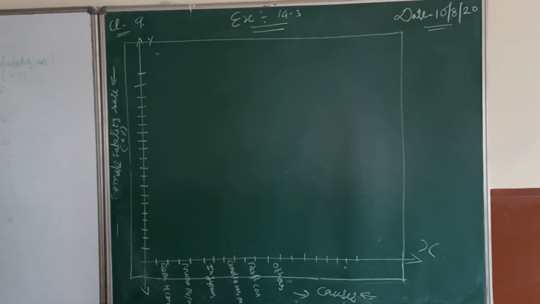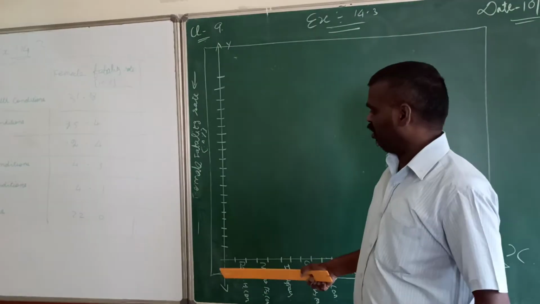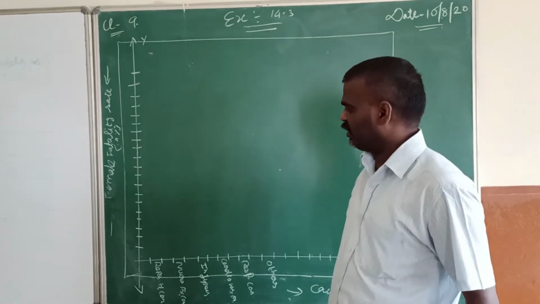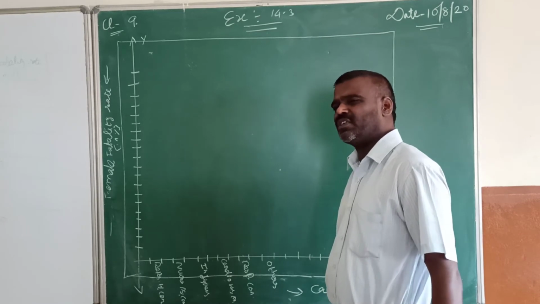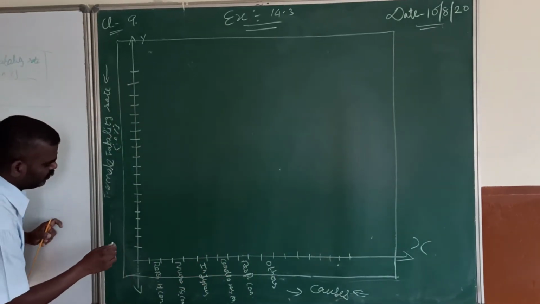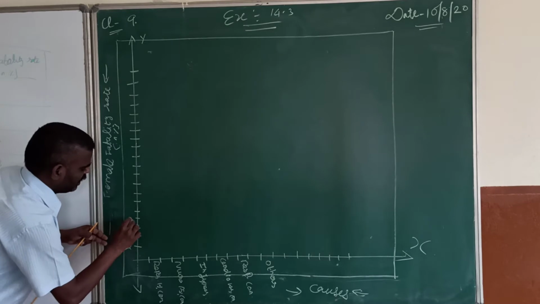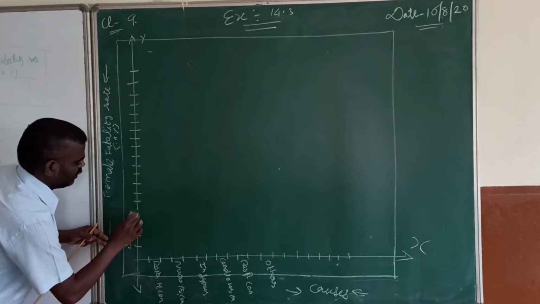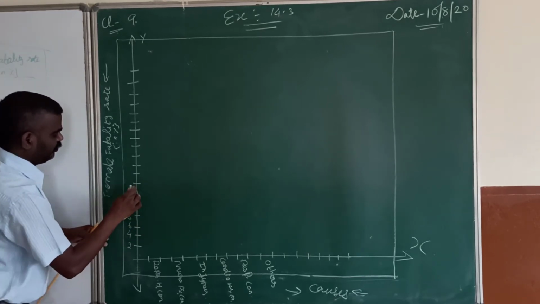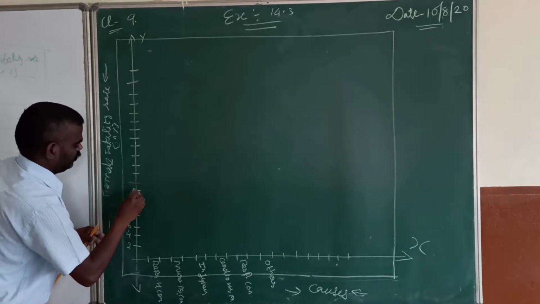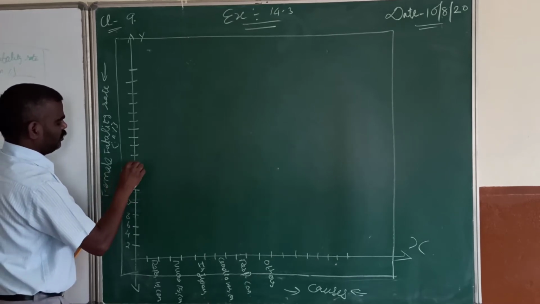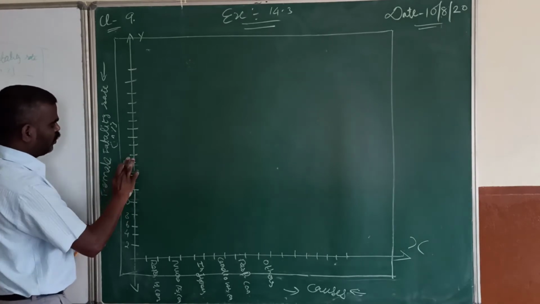Now, how to put 31? You cannot take 1, 2, 3 up to 31 lines in your class notebook. I don't think you have 31 lines, right? In the y axis, at the most, even the bigger size graph is only about 22. So you take 2, 2 you can take. 2, 4, 6, 8, 10, 12, 14.